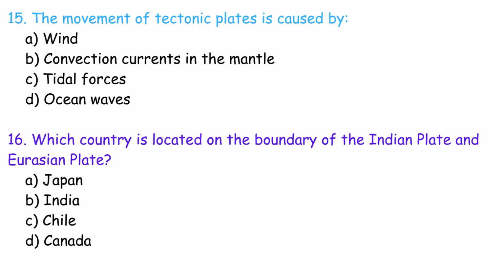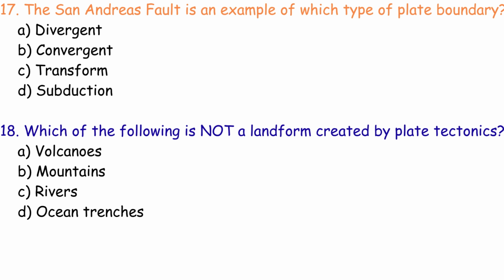15. The movement of tectonic plates is caused by A. Wind. B. Convection currents in the mantle. C. Tidal forces. D. Ocean waves. 16. Which country is located on the boundary of the Indian plate and Eurasian plate? A. Japan. B. India. C. Chile. D. Canada.